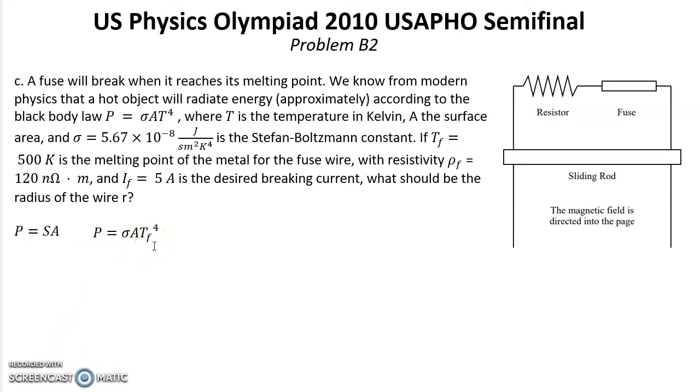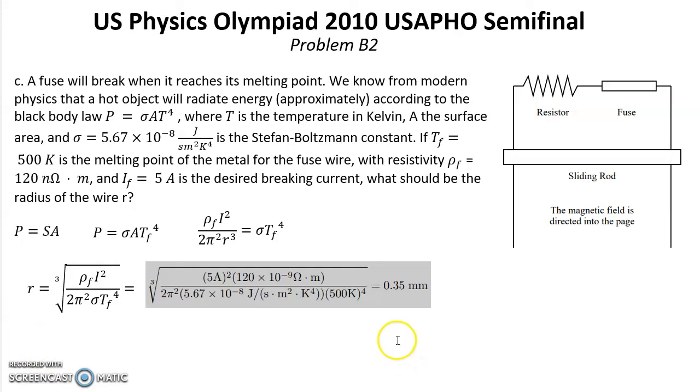So now we can just equalize these powers. So this side area is cancelled, and we have the equation that the Poynting vector which we calculated earlier equals sigma T fuse to the power 4. From here we can calculate the radius of this wire. That will be this expression, and after we put in numbers we can calculate the radius. That will be 0.35 millimeters. That's the answer for part C.